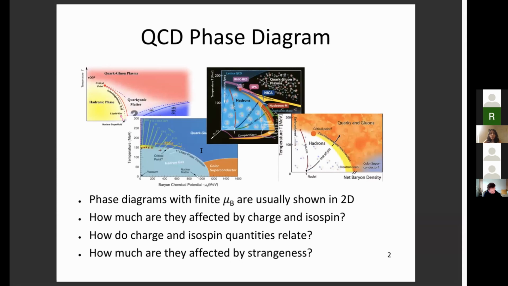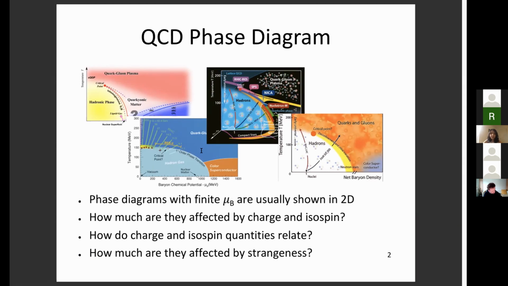So we have many examples of different QCD phase diagrams, but what many of them have in common is that they're usually shown in 2D. The ones that have a finite baryon chemical potential usually are shown as a function of temperature. But I think something important, especially when we do these comparisons, is to look at how these are affected by having a different amount of hadronic or quark charge or isospin.